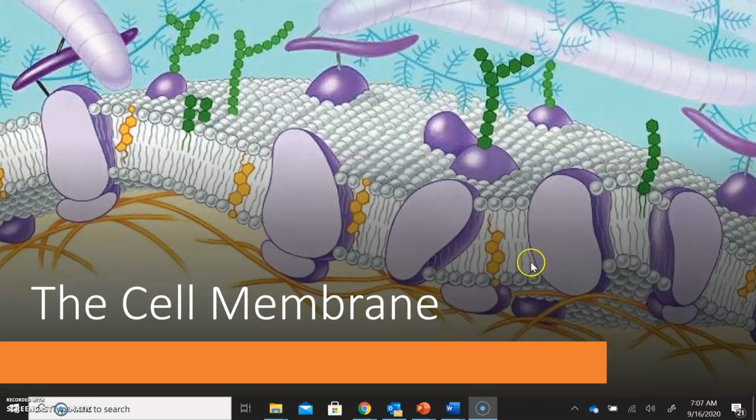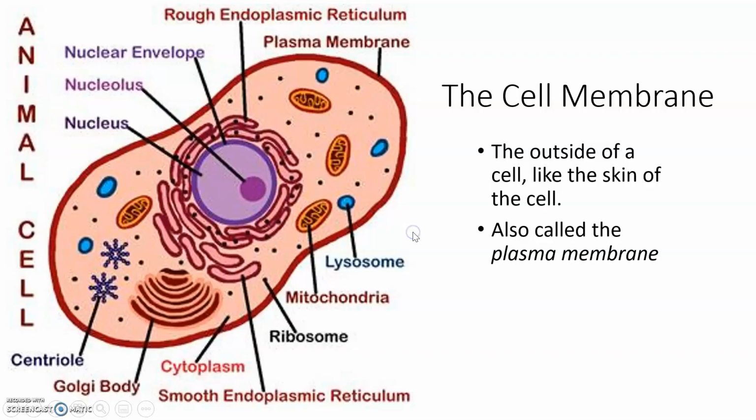Welcome to our discussion on the cell membrane. So the cell membrane is the outside layer of the cell. It's kind of like the skin of the cell. It's also oftentimes called the plasma membrane.